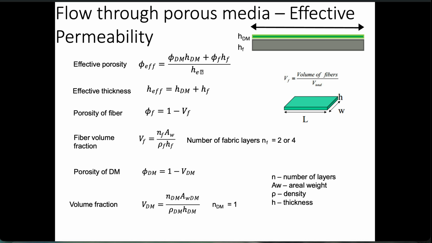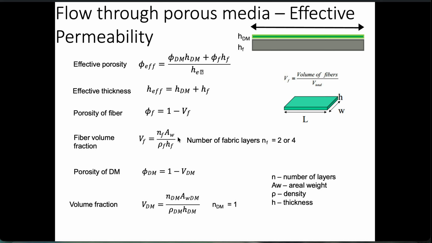There are a couple of calculations you need to do before finalizing your permeability calculations. You need to calculate the effective porosity of the material, which is essentially a weighted average of the porosity of the guiding medium that we put on the fibers and the fibers themselves. These are the height of the guiding medium, distribution media, and height of the fiber. The total height here, it is a weighted average. There is nothing more to it. The effective thickness, essentially the thickness of the two added to each other, and the porosity of fiber, essentially 1 minus volume fraction of the fiber. This is how we calculate the volume of the fiber.